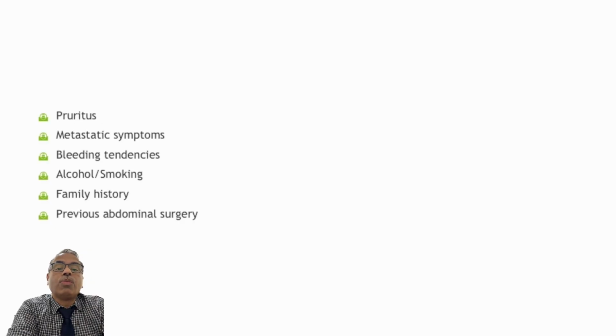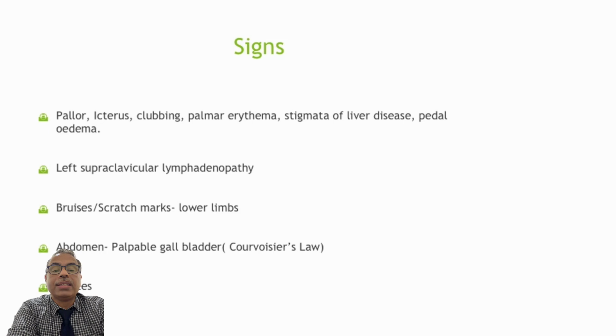History of alcohol and smoking is very important, and these are considered one of the important risk factors for development of malignant obstructive jaundice. A family history of any carcinoma or malignancy, especially GI malignancy, should be asked for, and any history of previous abdominal surgery, especially near the hepatobiliary system, or any gastric surgery which may point towards inadvertent injury to common bile duct leading to biliary stricture, should also be asked.